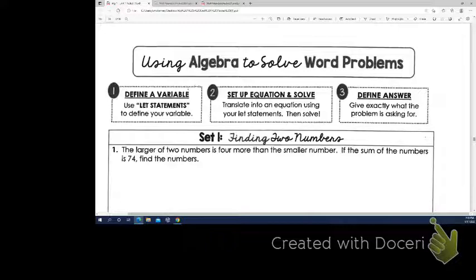And our first step is that we're going to define our variable. Does not mean I want you to give me a definition. It means we're going to say that we're going to let x equal the smaller number, for example. So I don't usually even write the word let, but I do write x equals the small number, that kind of thing. So you'll see that I model that for you. Then we'll set up our equation and solve.